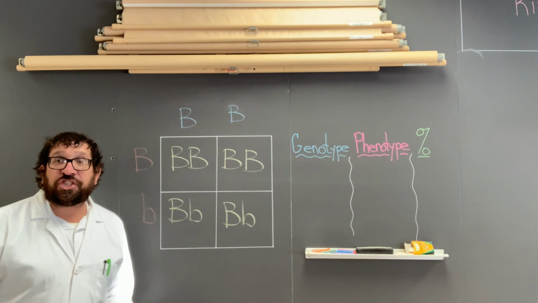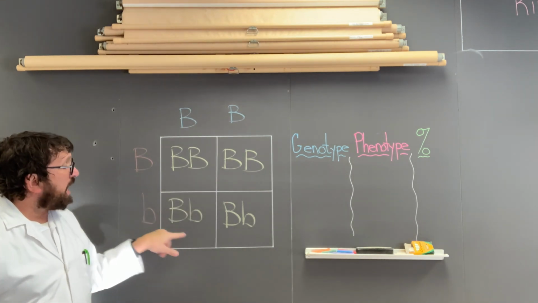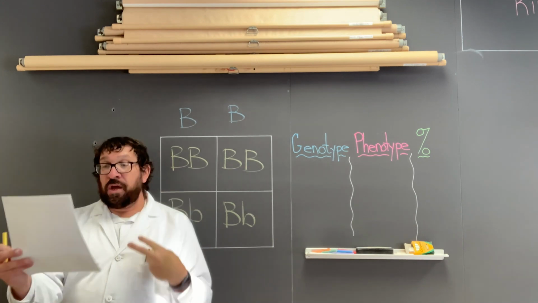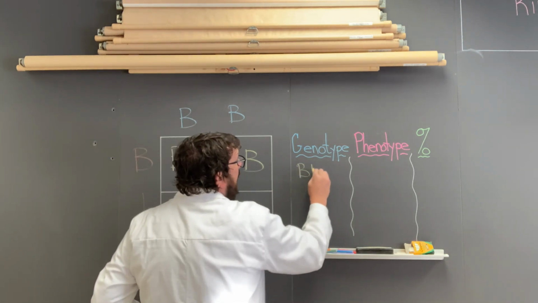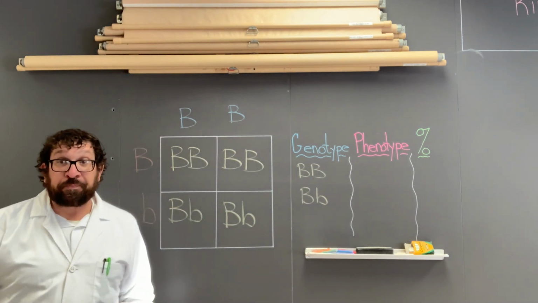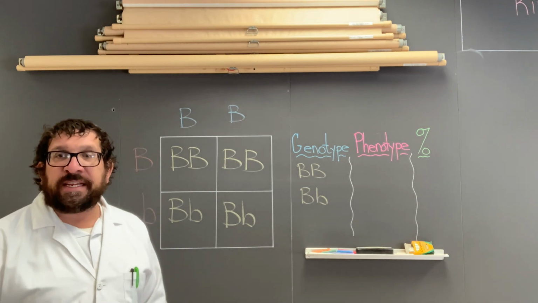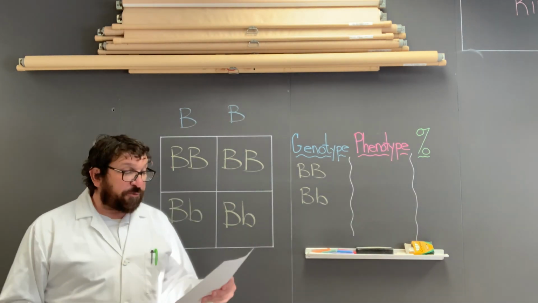Let's write down our genotypes. So what do we have? We've got a capital B, capital B, capital B, small b. We've got two different genotypes here: capital B, capital B, and capital B, small b. Genotype, the types of genes that are possible from this cross. What are the phenotypes now?